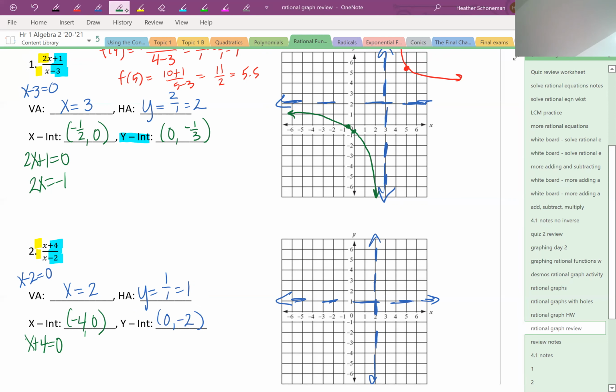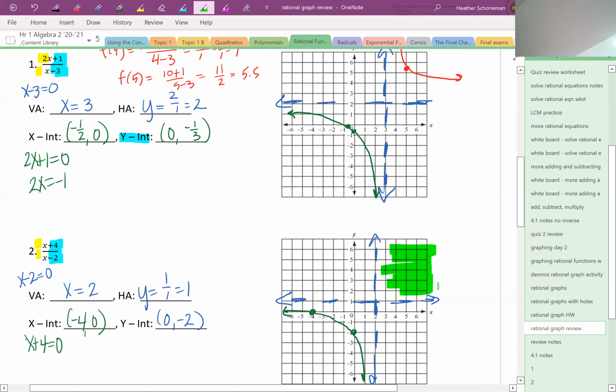All right, so now I'm going to plot my two intercepts. So I have -4, 0 and 0, -2. And now I can see what the curve is, and it's going to go like that. Since those points are in the bottom left, I know that my next points have to be over here somewhere in the top right.